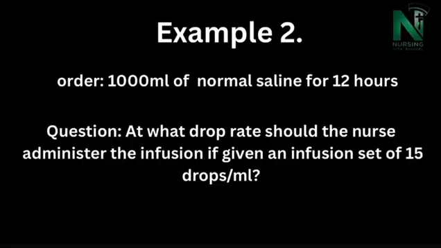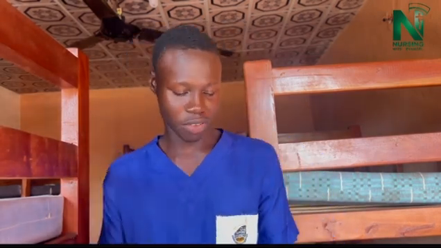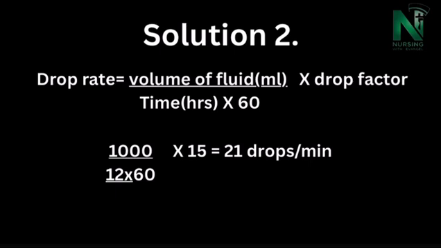Let's take a look at the second example that we have here. It says that 1000 ml of normal saline is prescribed to run for 12 hours, and the drop factor is 15 drops per mil. So what will be your drop rate? Remember, we said from the formula that it is the amount of fluid in mils divided by time multiplied by the drop factor, which is in drops per mil. So putting these parameters into the formula, we are going to have 1000 mils divided by 12 hours times 60, multiplied by 15, which is our drop factor.